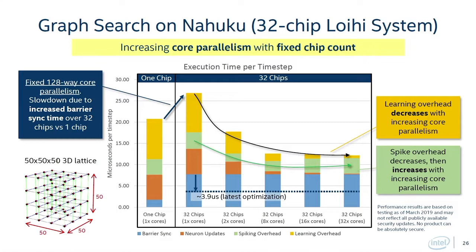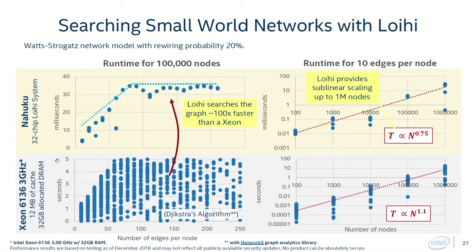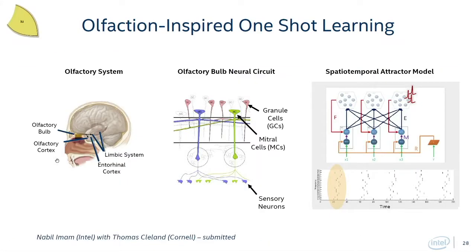And again, we benchmarked some of this for small world networks, finding a factor of 100 improvement in finding the shortest path in a graph in a small world network of a million nodes. Factor of 100 improvement to Dijkstra on a Xeon processor. And the scalability is very intriguing. It's sublinear scaling as you go to larger and larger graphs. So again, it's just a better scalability compared to conventional architectures.